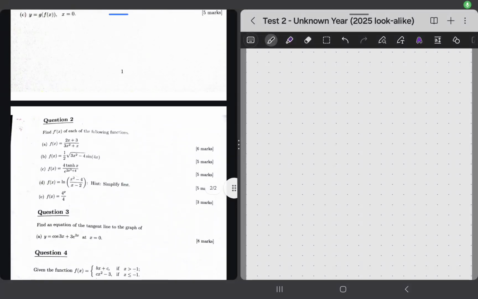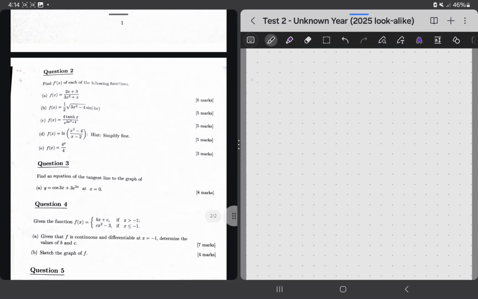Now we are doing number 2. See number 1. Now we are doing number 2. So let's say question 2. Here's our question 2, and we start with 2a.